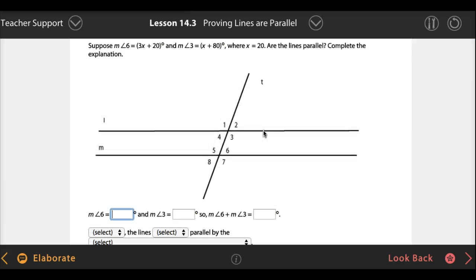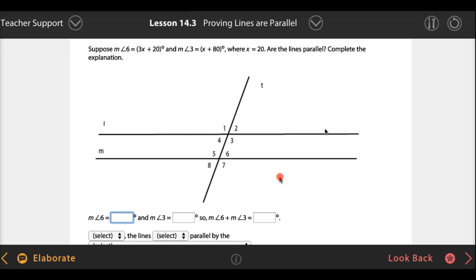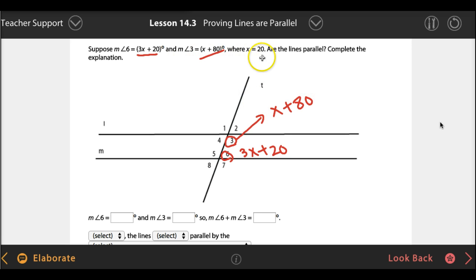Question number 7, same thing, but this time you have to use a little bit of algebra, which is my favorite. So let's work on this question over here. Very exciting for me. The measure of angle 6 over here says it is 3x plus 20 degrees. And then the measure of angle 3 is x plus 80, and x is 20.